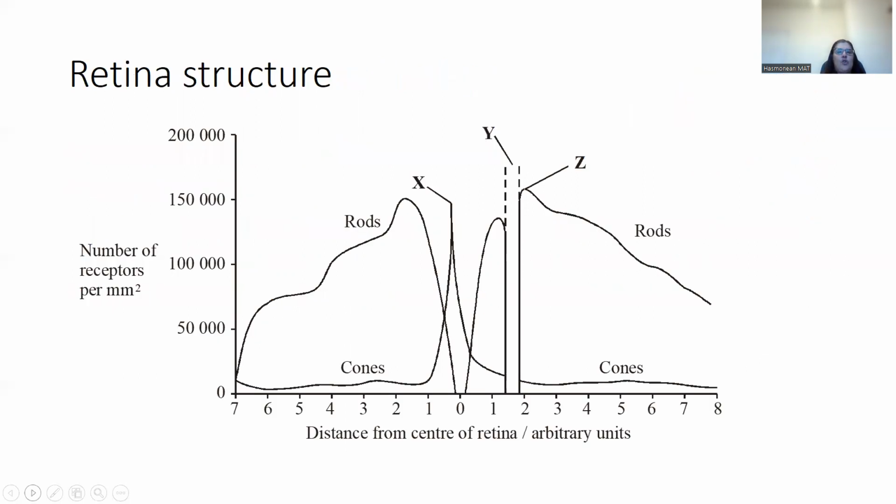So if we look at the retinal structure, imagine we've taken the eye and taken the retina and opened it up like this to give us a flat surface. This is one side of the eye going all the way around back to where we started again. What you will notice straight away is that, if we have a look at the cones, there are very few cones anywhere except at one point, which is here. And that point X is the fovea. That spot at the back.